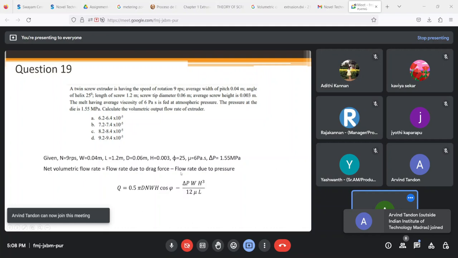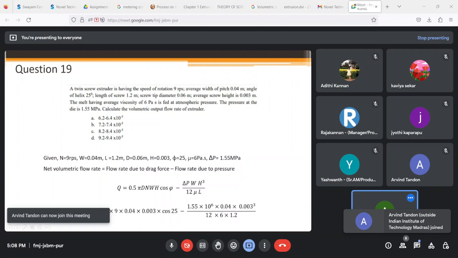So the flow rate due to drag force can be given as 0.5 pi D, where D is the diameter of your screw, N is the rotation speed, W is the width of the pitch, H is the height, and phi is your angle of helix. So this first term gives the flow rate due to the drag force, and the second term, which we already looked at in the second numerical that we discussed today, is the flow rate due to the pressure, where delta P stands for the pressure difference, W stands for width, H stands for height, mu stands for the viscosity, and L stands for the length. So we have all the parameters given for this particular sum.